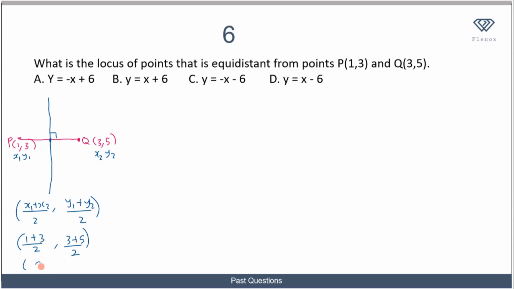4 divided by 2 is 2. 5 plus 3 is 8. 8 divided by 2 is 4. So the coordinates at this point of intersection there is what? 2, 4. So now we have 1 point.